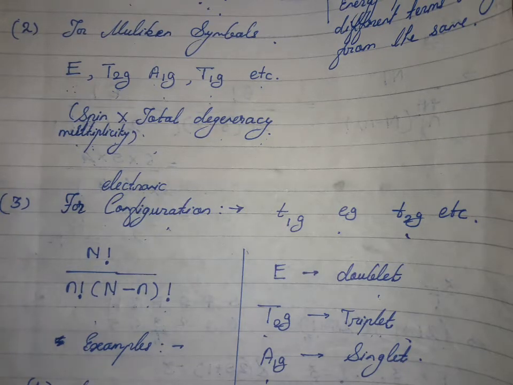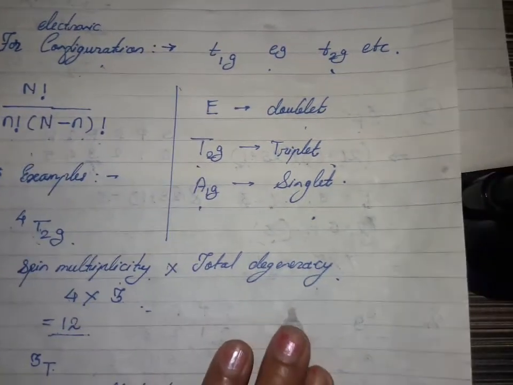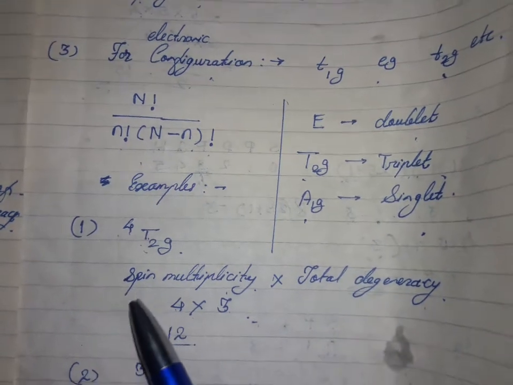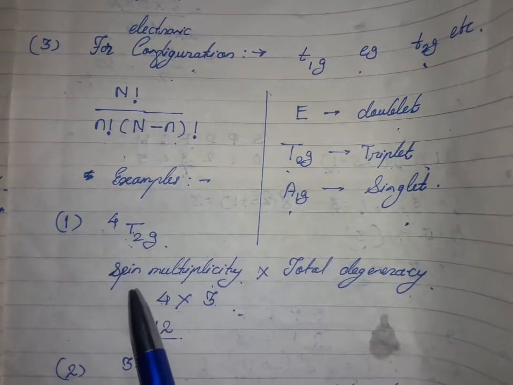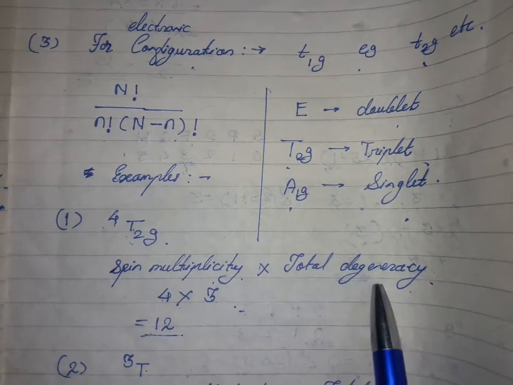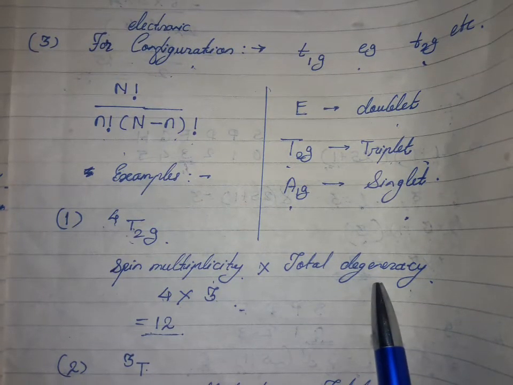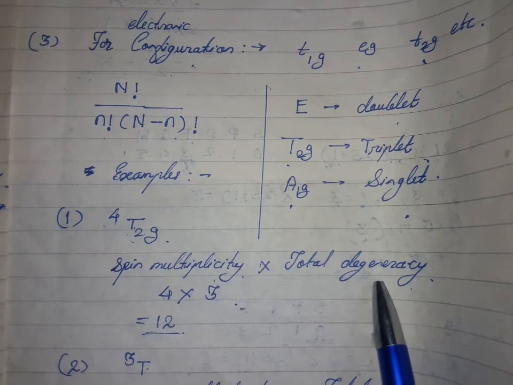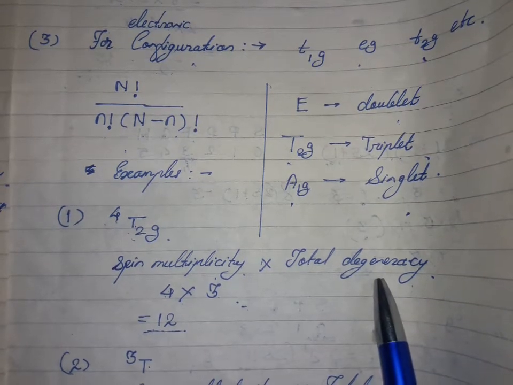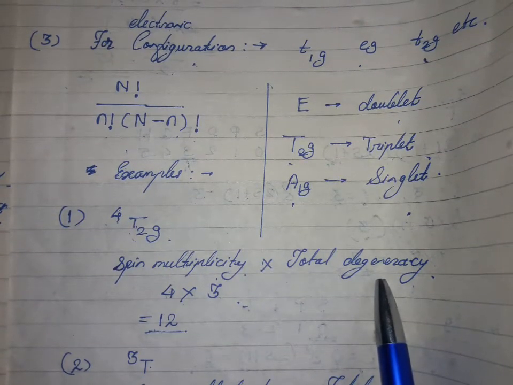Now we will discuss some problems. Number 1 is quartet T2G. How do we calculate the degeneracy of quartet T2G? It is spin multiplicity into total degeneracy, that is 4 into 3, which is equal to 12. Spin multiplicity is 4 because it is a quartet, and the total degeneracy is 3 because the orbital is triplet. So 4 into 3 is equal to 12.